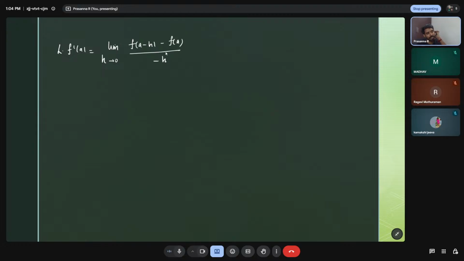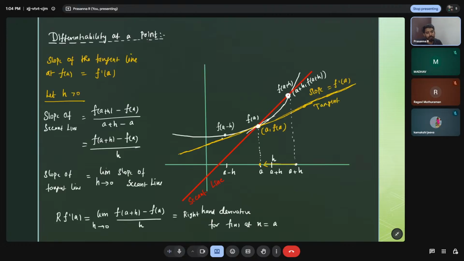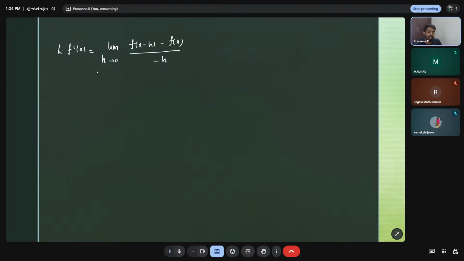This you can easily derive, right? This point is a minus h comma f of a minus h, and another point is a comma f of a. So y2 minus y1 divided by x2 minus x1. So these two will get cancelled, so we'll have minus h in the bottom. So this is called the left hand derivative of the function at the point a.